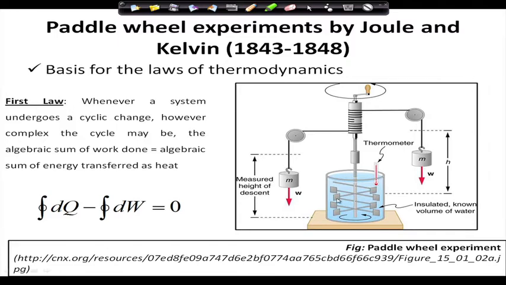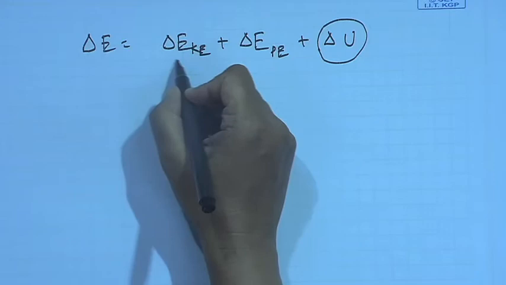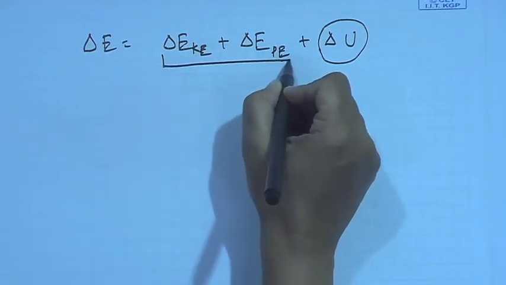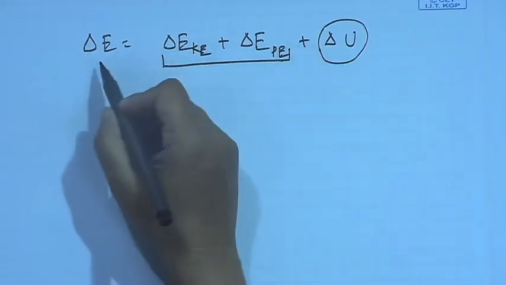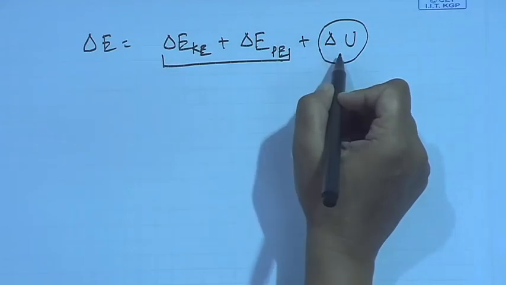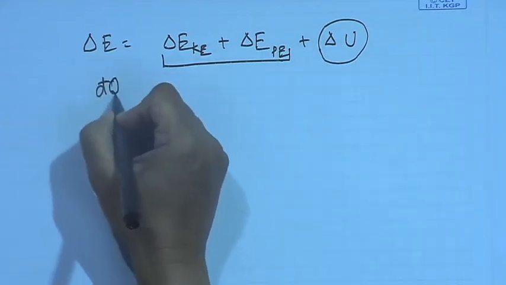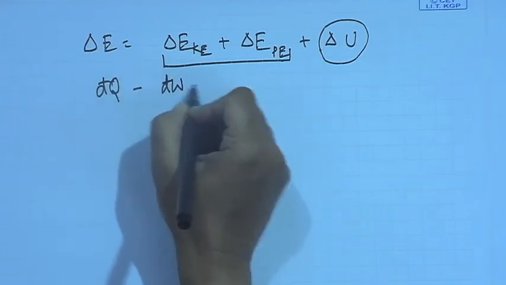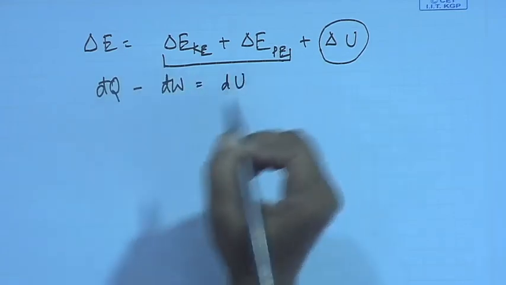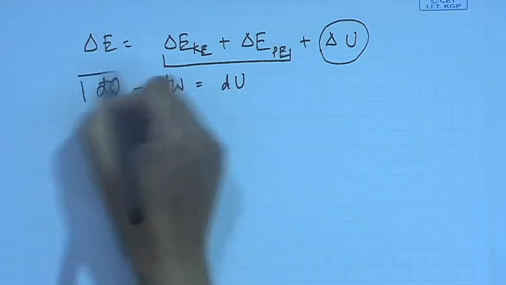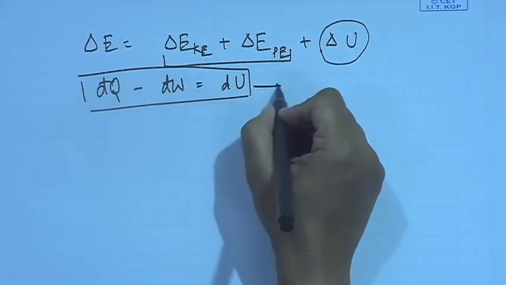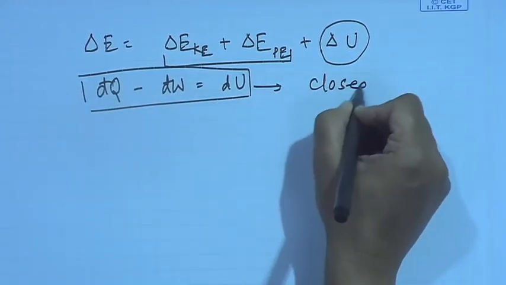Usually in thermodynamics, we deal with stationary systems which do not have much displacement. So, therefore, usually these two terms are 0, and therefore, delta E reduces to delta U. And therefore, from here we get that for a closed system, dq minus dw equals to dU. This occurs for a closed system.